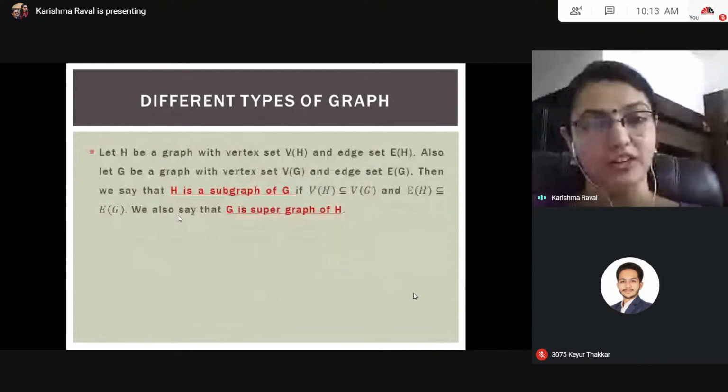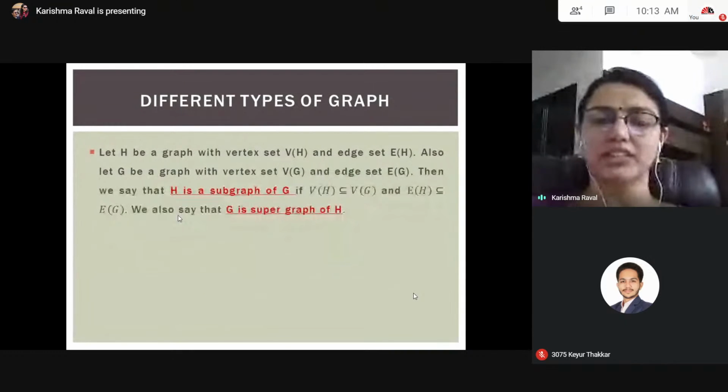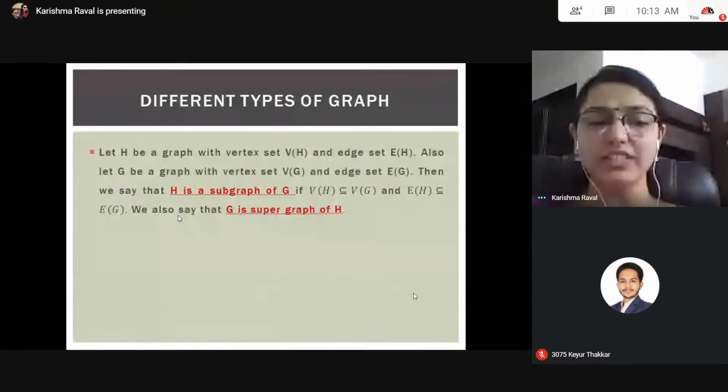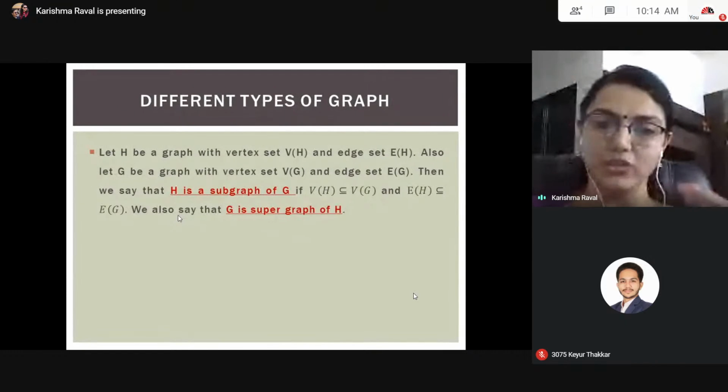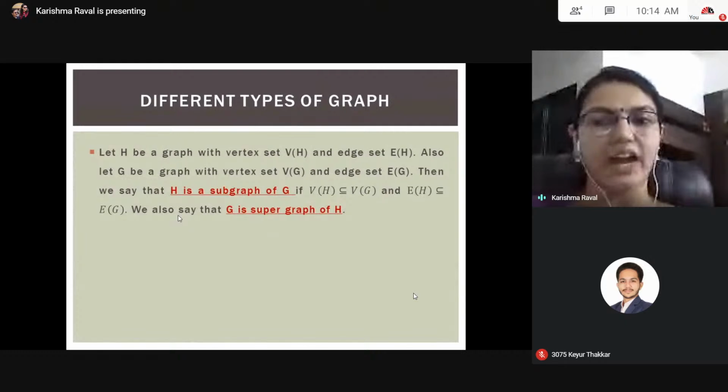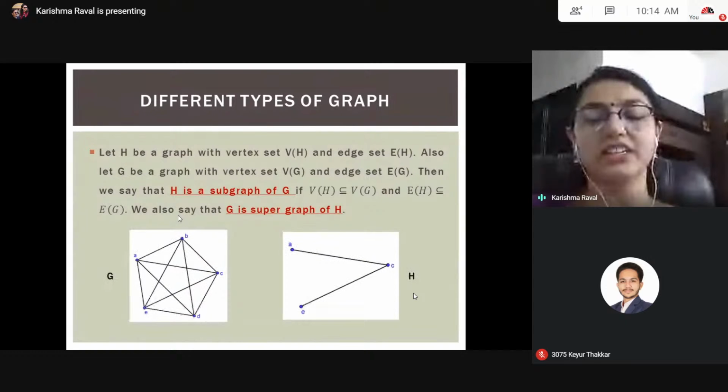The next definition is of a subgraph. Let H be a graph with vertex set V of H and edge set E of H. Similarly, we take a graph G with vertex set V of G and edge set E of G. H is a subgraph of G if V of H is a subset of V of G and E of H is a subset of E of G. This means the vertex set is a subset, and the edge set of H is also a subset of that of G. We can also say, the other way around, that G is a supergraph of H. I've taken an example.